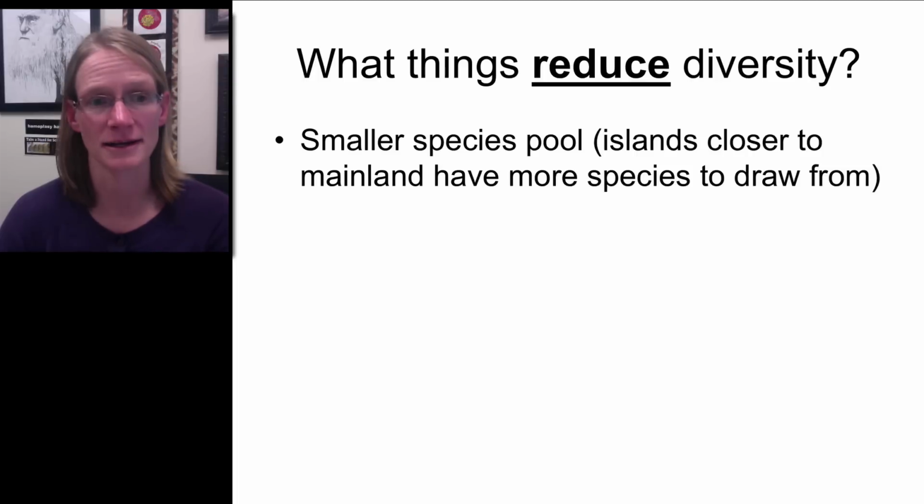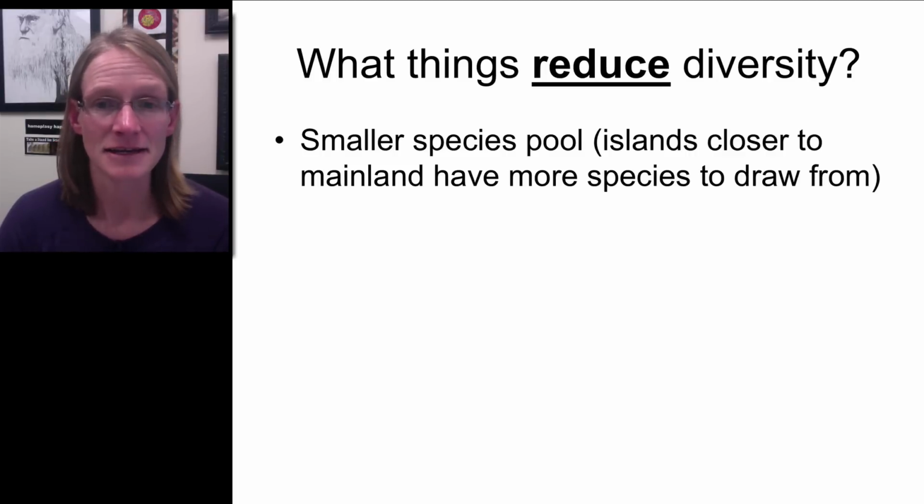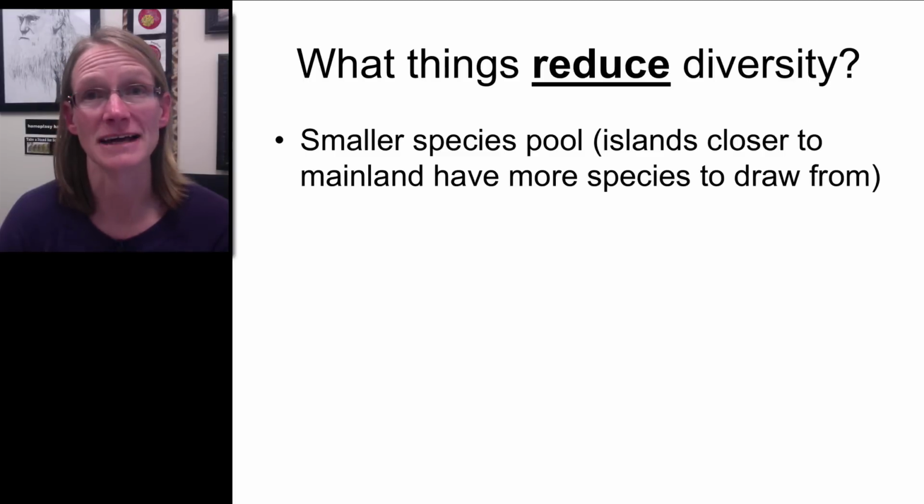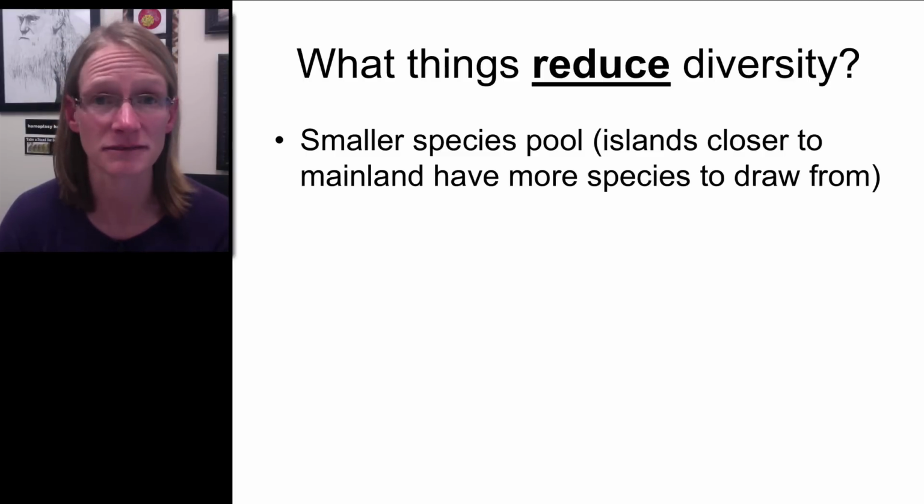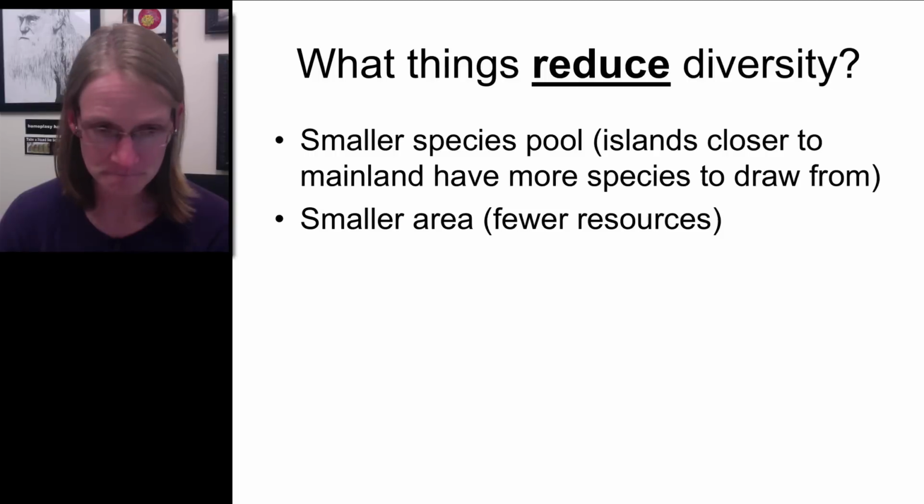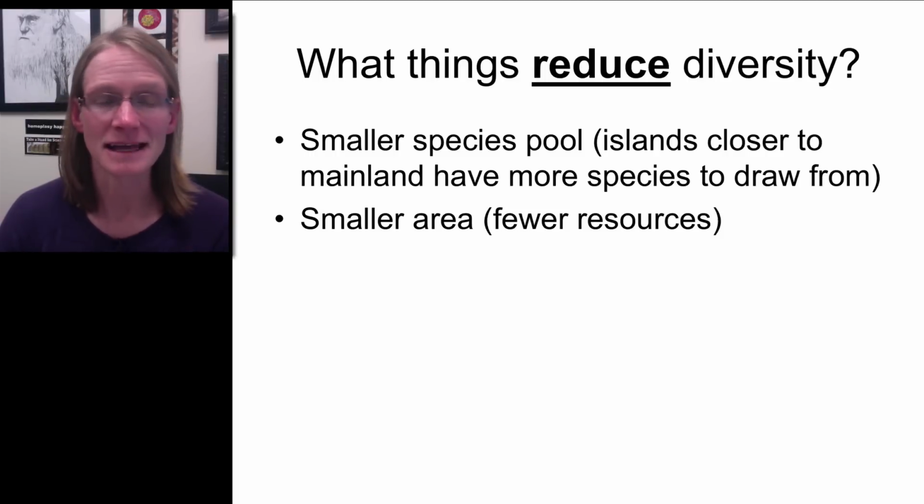We can go on, because the smaller the species pool, that's also not a great idea. If you don't start out with many species to go around or colonize an area, then clearly it's not going to become diverse in the end. The classic case is with islands. An island way out in the middle of the ocean is not going to have a whole lot of diversity compared to one that's closer to the mainland, which has a greater potential influx of more species. Another thing is area size.